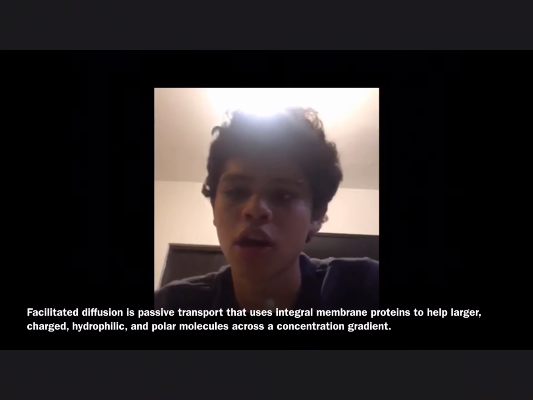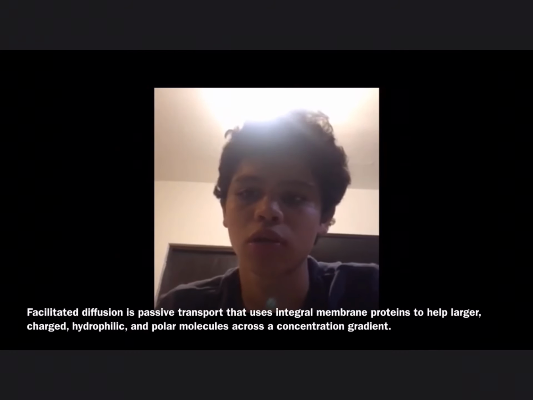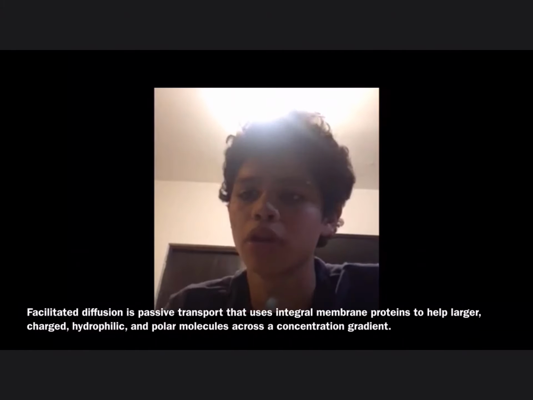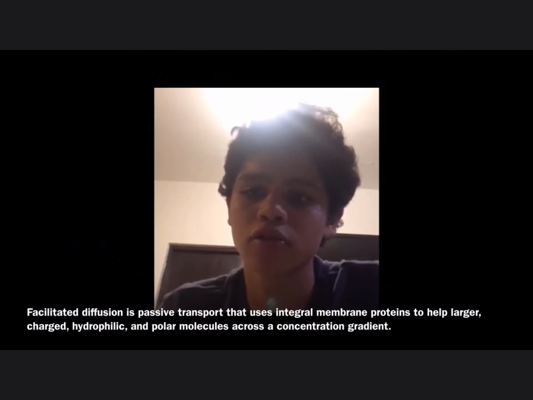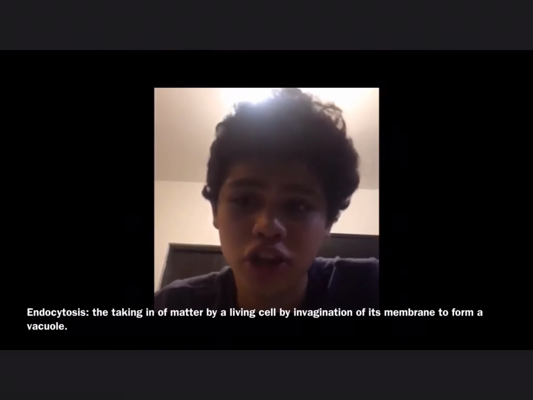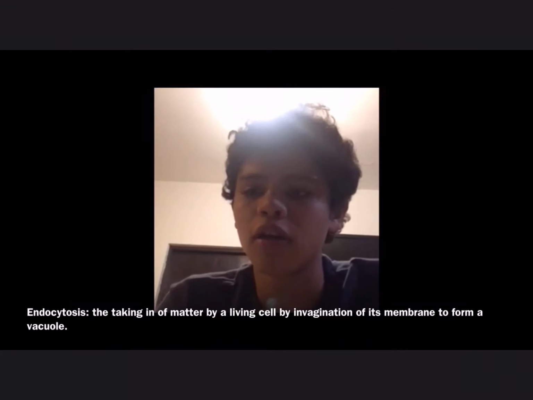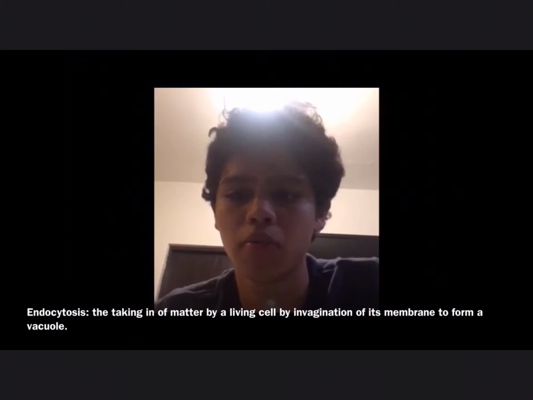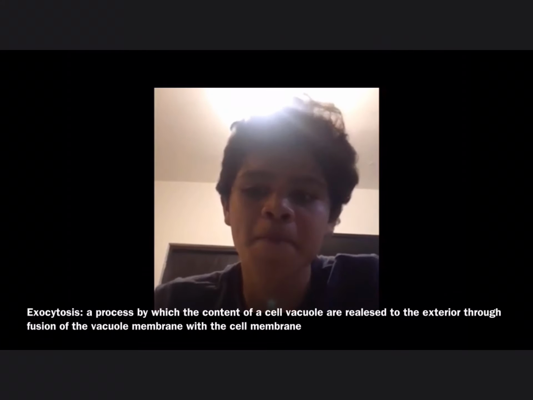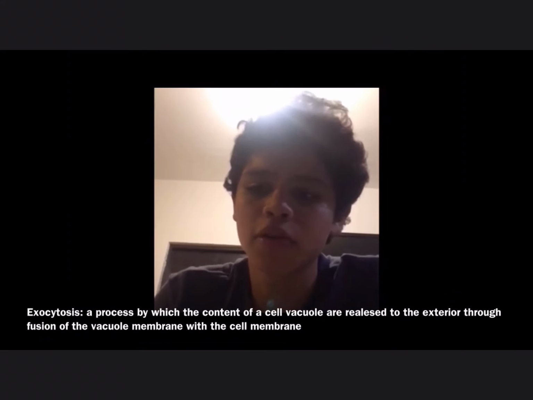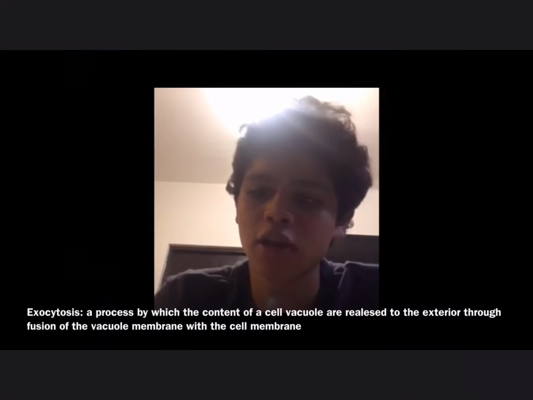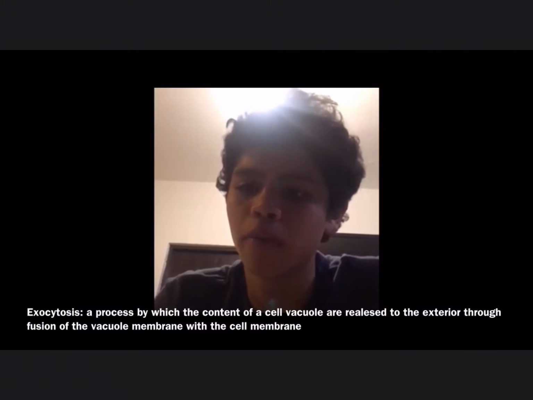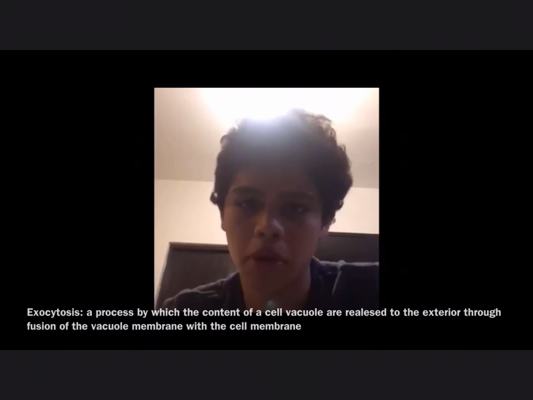Facilitated diffusion is passive transport that uses integral membrane proteins to help larger charged hydrophilic and polar molecules across a concentration gradient. Endocytosis, the taking of matter by a living cell by invagination of its membrane to form a vacuole. Exocytosis, a process by which the contents of a cell vacuole are released to the exterior through fusion of the vacuole membrane with the cell membrane.